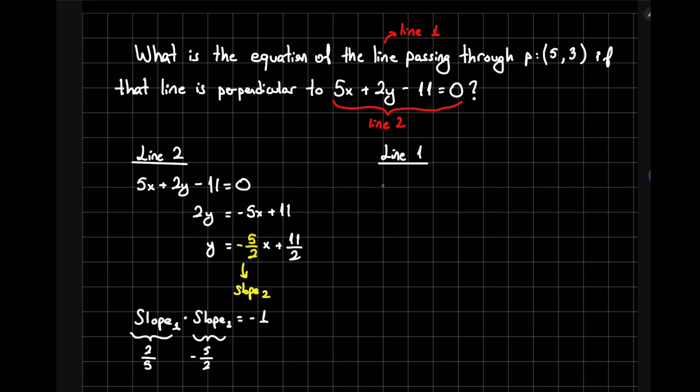Right now we have the equation as y equals 2 over 5x plus a constant c. This 2 over 5 is the slope of our line 1. So our point 5, 3 must satisfy our equation. Therefore, 3 equals 2 over 5 times 5 plus c. Here we will have 2 plus c equals 3, and therefore c will be equal to 1.